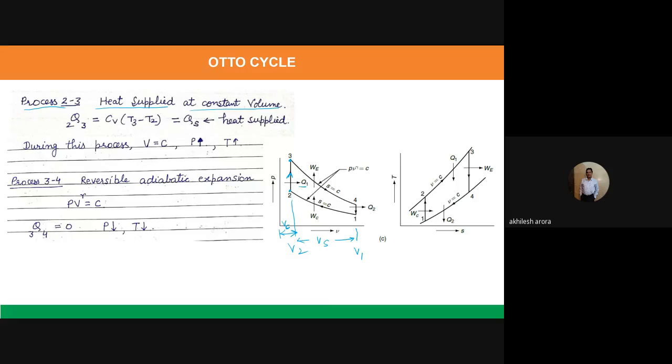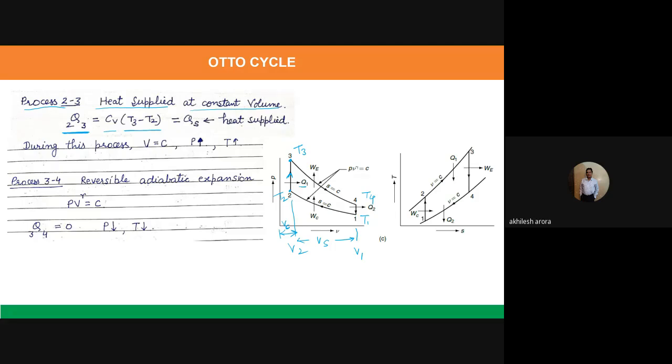Okay, so I have written the formula for the heat supply here. It is Q2 to 3, and you know it's a constant volume process, and heat supply during a constant volume process is given by Cv into T3 minus T2, because the temperature at this particular location is T3 and temperature at point 2 is T2. Point 1 the temperature is T1, point 4 the temperature is T4. So at each and every point the temperature is different. So during process 2 to 3, the heat supplied is given by Cv (T3 minus T2).